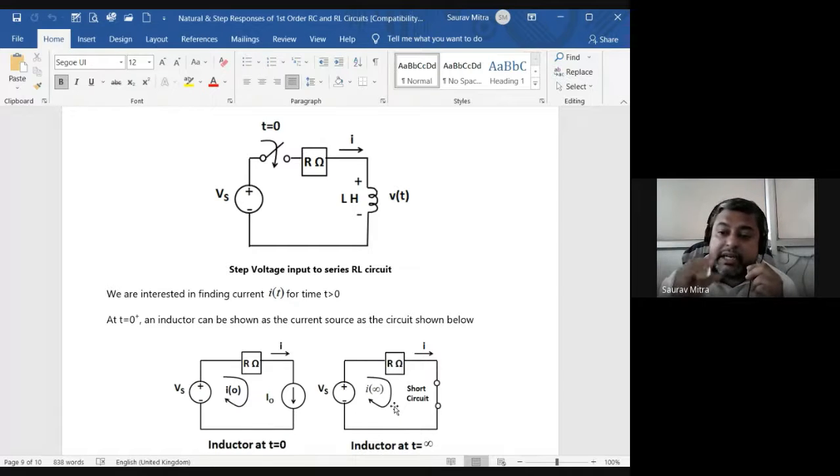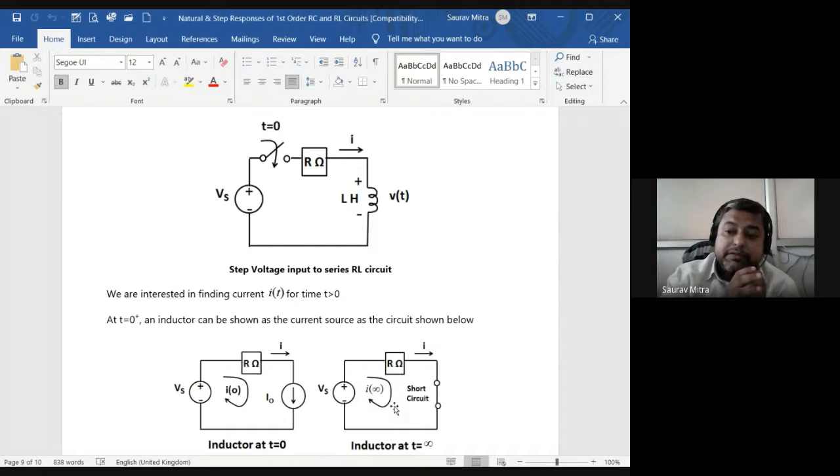So जहाँ पे तुमको current kind of constant चाहिए, very fast rate of change of current you don't need, there you have to adjust the value of the inductor, बड़ा value accordingly. So here you have understood what is the order of this circuit. The order of the circuit is 1.